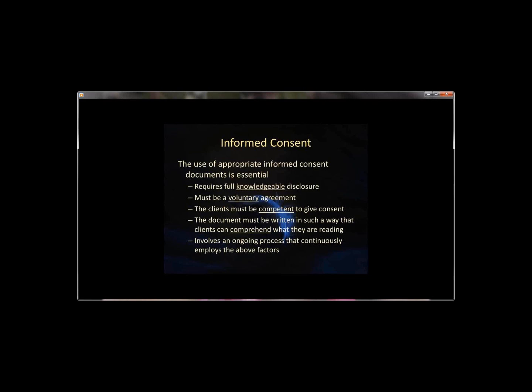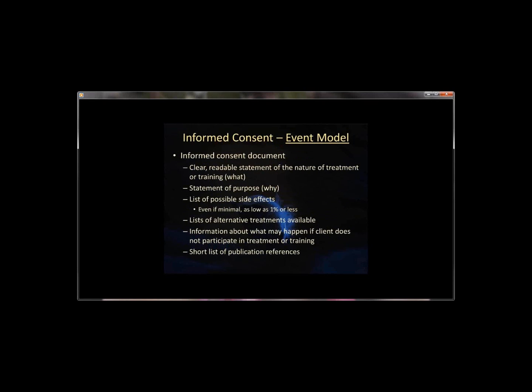So informed consent requires full knowledgeable disclosure. That means the client has to be able to understand what it is that you're going to be doing. If they don't understand it, they can't adequately agree to it. It must be voluntary. They must be competent to give consent. The document has to be written in such a way that they can actually comprehend what it's saying and that they'll actually read it. And it involves an ongoing process that continuously employs the above factors.